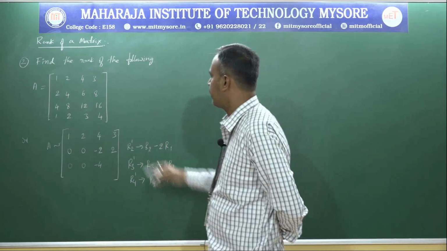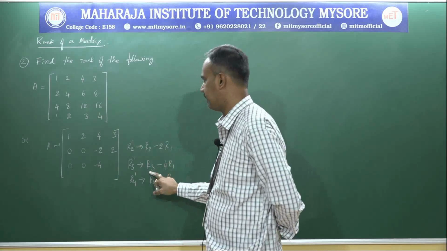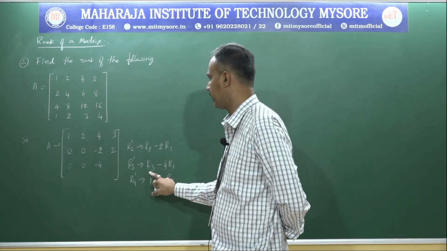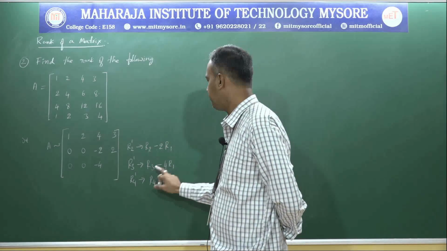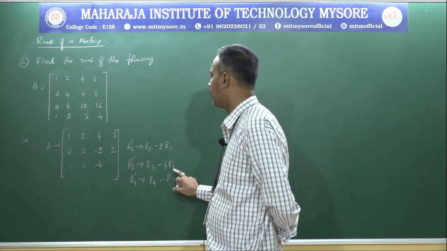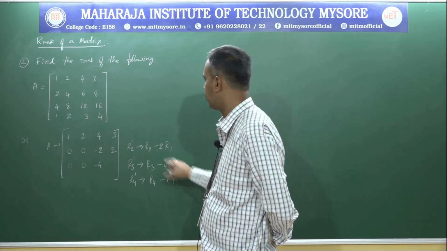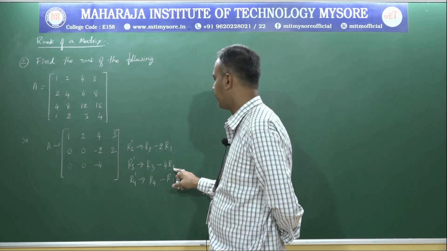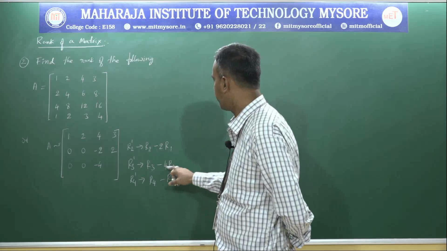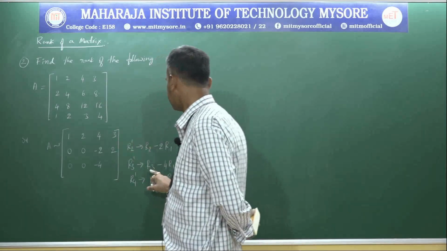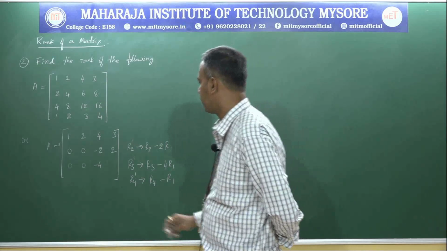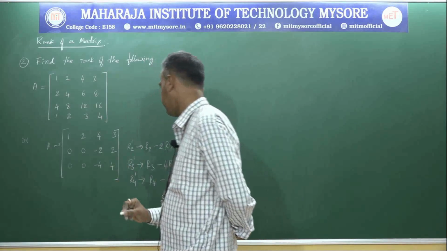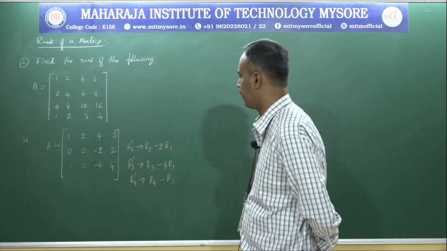Now the next one is 16, the R3 element. 16 minus 4 into 3, which is 12, so 16 minus 12 gives 4.